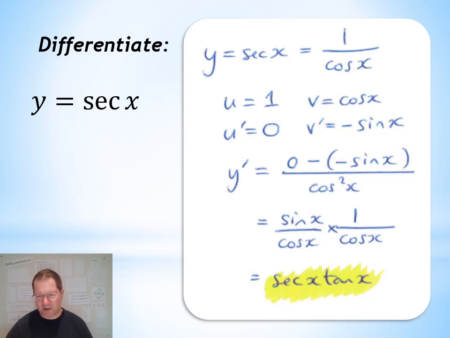But we don't normally leave it like that. We rewrite it as sine x over cos x times 1 over cos x, which is the same as sine x over cos squared x. And then sine x over cos x is tan x, 1 over cos x is sec x, and then it's usually written in the order sec x tan x. So if y equals sec x, then dy by dx is equal to sec x tan x.